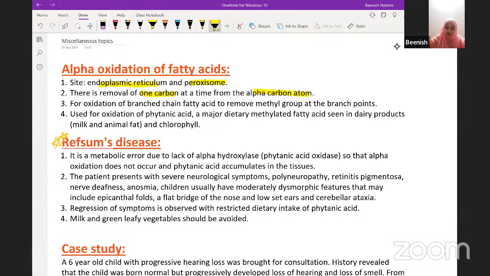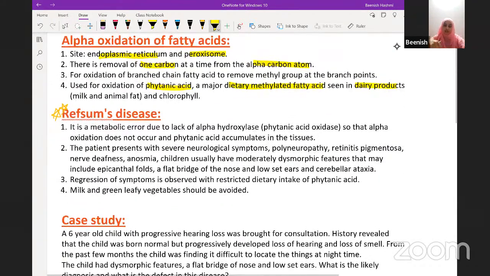For oxidation of branched chain fatty acids, to remove the methyl group at the branch point. So alpha oxidation is basically involved in the oxidation of branched chain fatty acids when you reach a branch point, and it is used for oxidation of phytanic acid, which is a major dietary methylated fatty acid seen in dairy products like milk, animal fats and chlorophyll. So basically, the phytanic acid that you are getting is metabolized via alpha oxidation. So alpha oxidation is meant to metabolize your branched fatty acids.